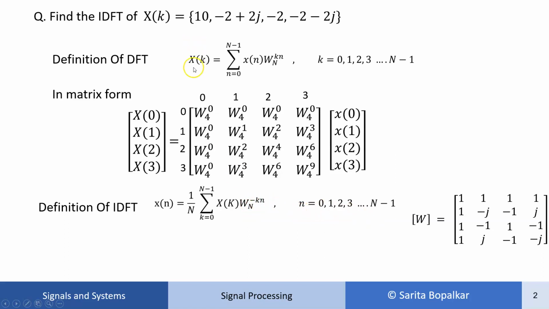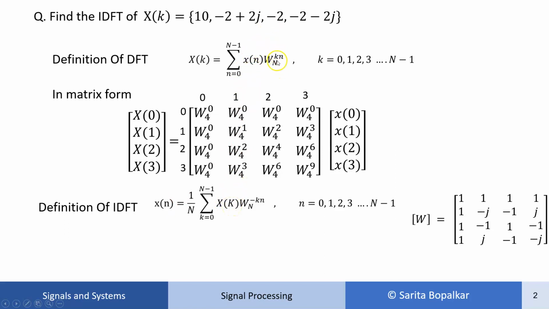If you check the definition of DFT and inverse DFT, you can see what is the change. Here capital X(k) and here small x(n), that is frequency domain, time domain. Then 1/N appears in the inverse DFT. Then see the limits: here n varies from 0 to N-1, here k varies from 0 to N-1. So capital X is replaced by small x, k replaced by n, and small x replaced by capital X, n replaced by k.